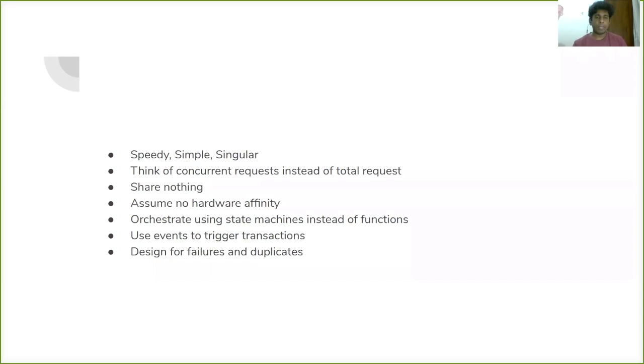And in Lambda, we try to build everything in an event-driven manner, and we always have to think about failures and duplicates. If something could go wrong, that will go wrong for sure. So we have to make sure we handle failure. These are generic design principles that AWS advises us to keep our eye on.